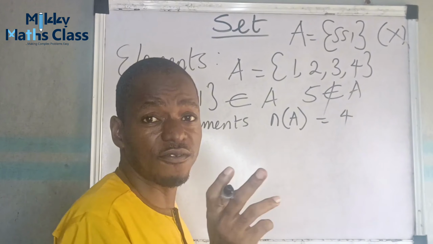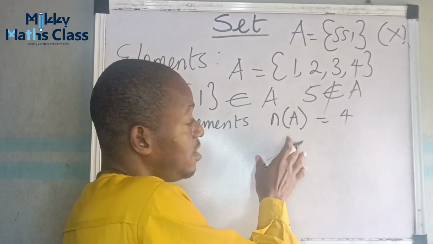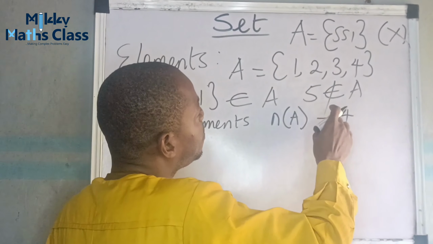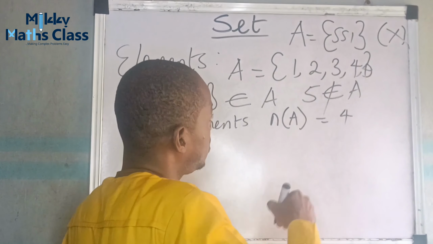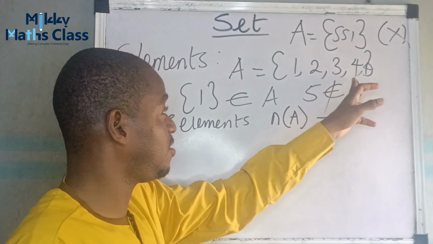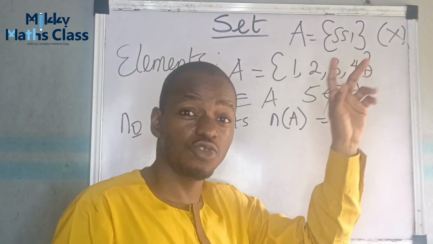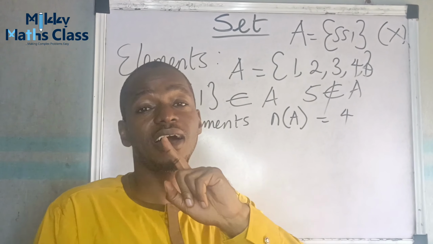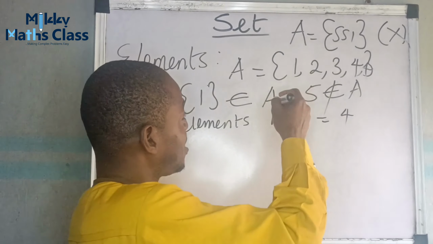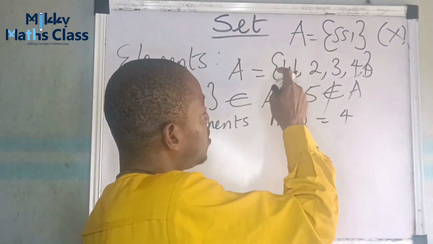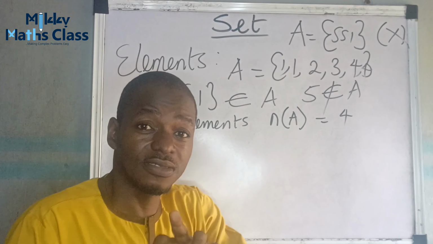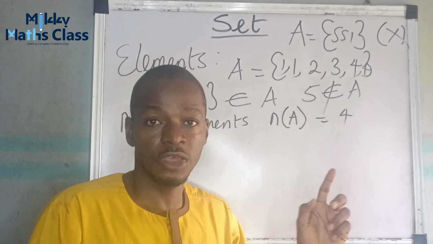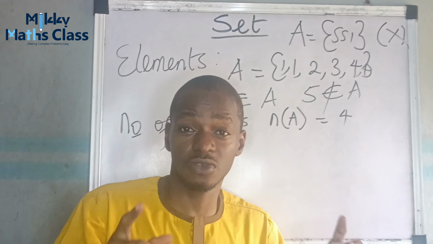Take note, when you are finding the number of elements in a set, if I put 1, 2, 3, 4, and I put another 4, it doesn't matter. Once there is a number that is repeated, you count that number as one. So it doesn't matter the number of ones I have. If I put 1, 1, 2, 3, 4, 4, the number of elements in the set still remains 4. You only count the numbers once.